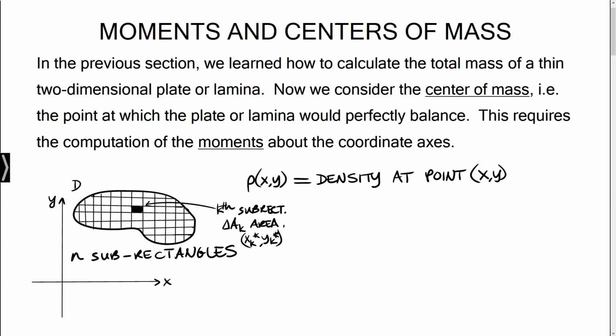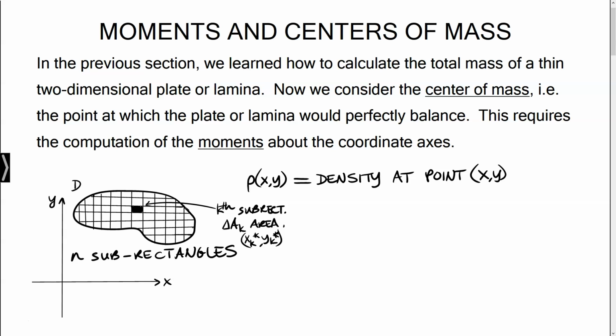And so what we're going to do is figure out the entire moment of the plate. We're going to add up all the little moments of little pieces of it. So it's very similar to what we did for the mass. We chop up this plate or lamina region into a bunch of little rectangles. We compute the moment of each little subrectangle. We add up all of those and treat each of the subrectangles then as if they were a single point. And when we add them all up, we get an approximation to what we should consider to be the moment of the entire plate or lamina.